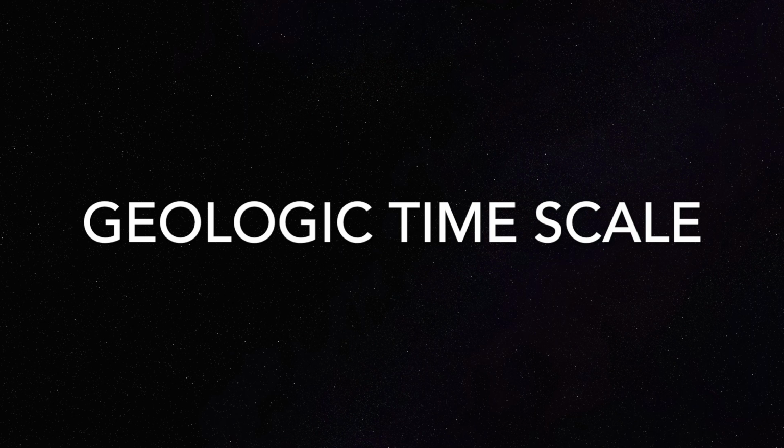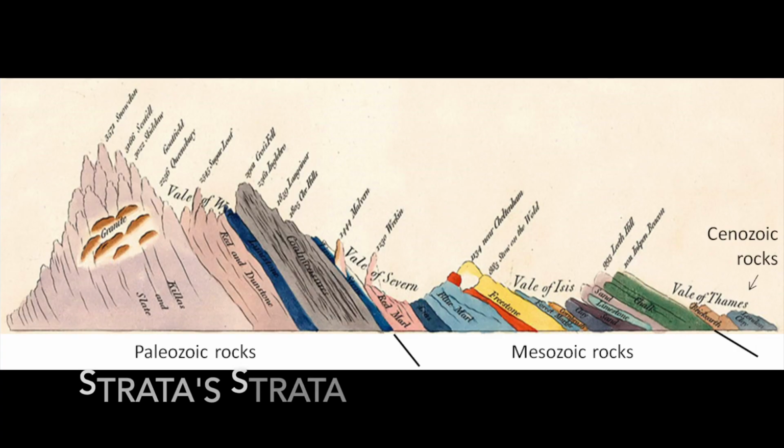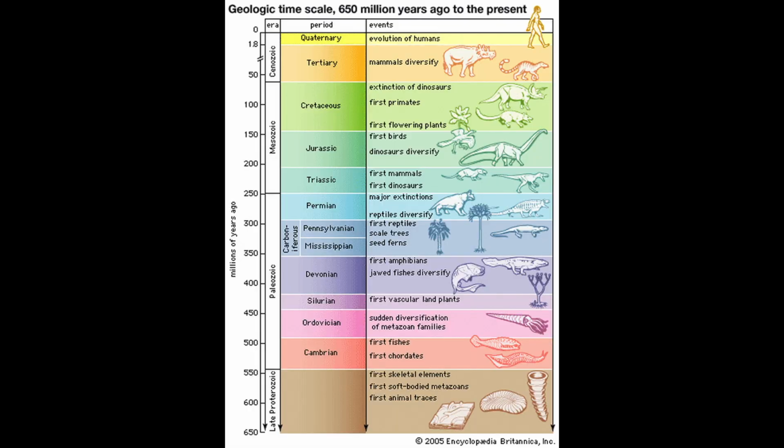The Geologic Time Scale. The work of William Smith was critical to the establishment of the first geologic time scale early in the 19th century. But it was not until the 20th century that geologists were able to assign reliable dates to the various time periods. The geologic time scale is now maintained by the International Commission on Stratigraphy. Geologic time is divided into eons, eras, periods, and epochs.